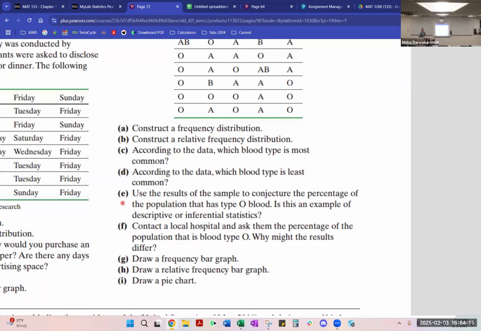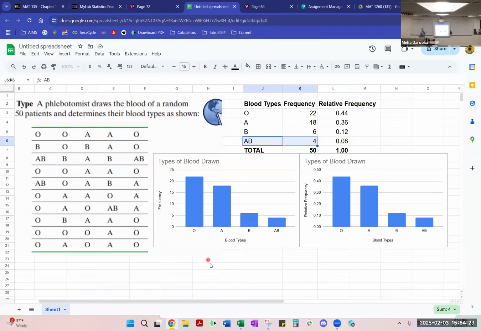And again, we have looked at those definitions in chapter 1. So what percentage of the population do you think will have a type O blood type? What percentage of the population would have blood type O? Very good. That's coming from the relative frequency. 0.44 translates to 44%. So we would say 44% of the population would have a type O blood type.